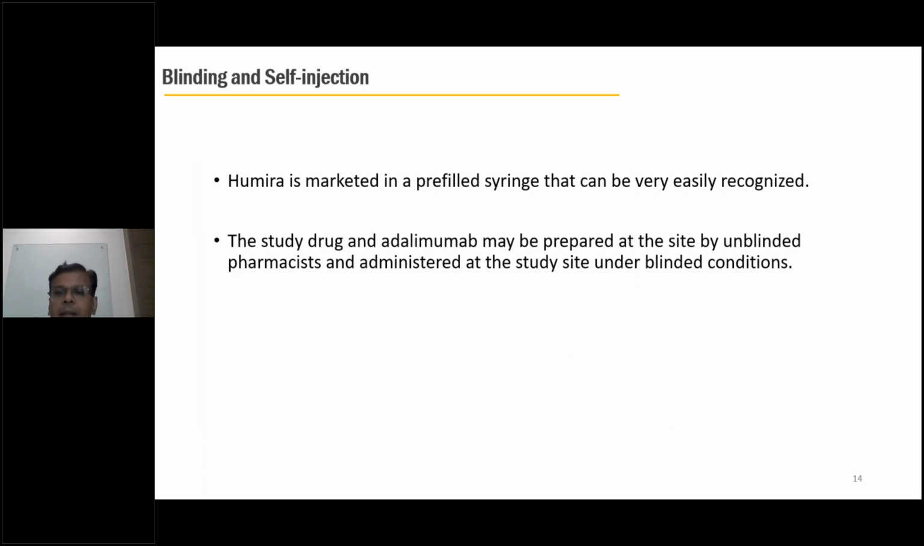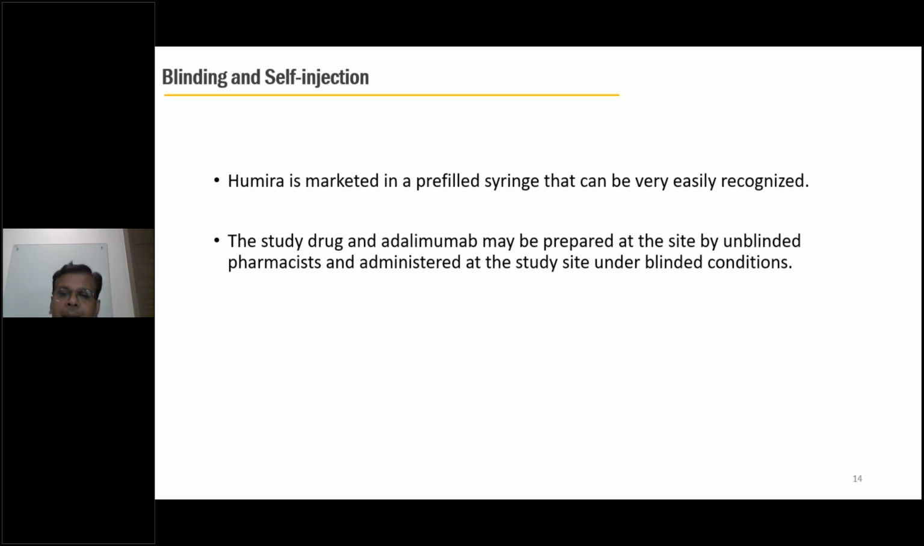So on the same lines, sharing with you the example of Humira. That's the innovator, the first adalimumab in the market. So that's the reference standard. Now, this Humira is marketed as a pre-filled syringe, and you could easily recognize that. And when you try to do a study with Humira, because you have to compare Humira with your generic or your biosimilar which you have prepared, in that case, maintaining a double blind for the pharmacist would be difficult. So then we need to have a separate pharmacist who will be blinded, and there will be one who will be unblinded.